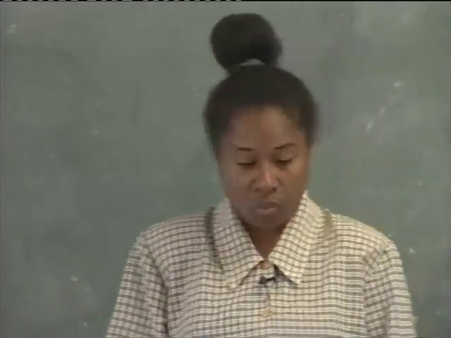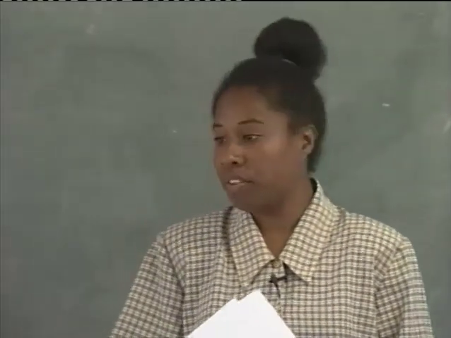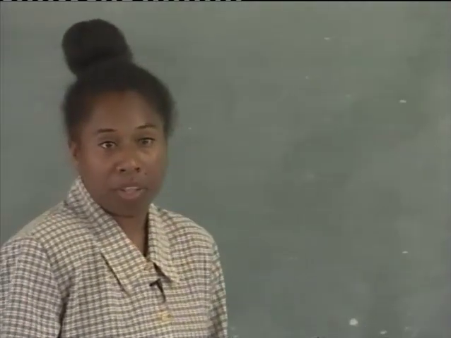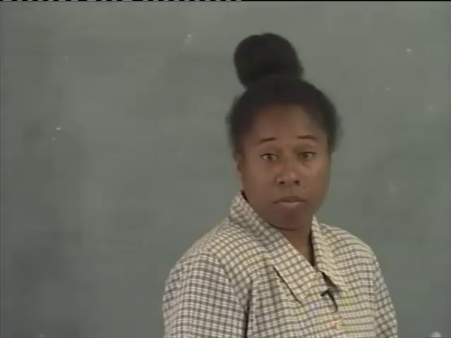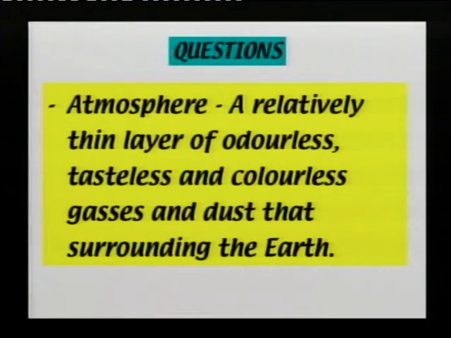So, Brendan, the first word that was given was the atmosphere. You are now required to give the definition of what the atmosphere is. Your definition, loud and clear. Atmosphere is the mixture of gases that surround the Earth. Okay, we double check. He says it is a mixture of gases which surrounds the Earth. I will agree with him, and I think most of you should have that information. So check: a relatively thin layer of odorless, tasteless, and colorless gases and dust that surrounds the Earth. That's what we're referring to with the term atmosphere.